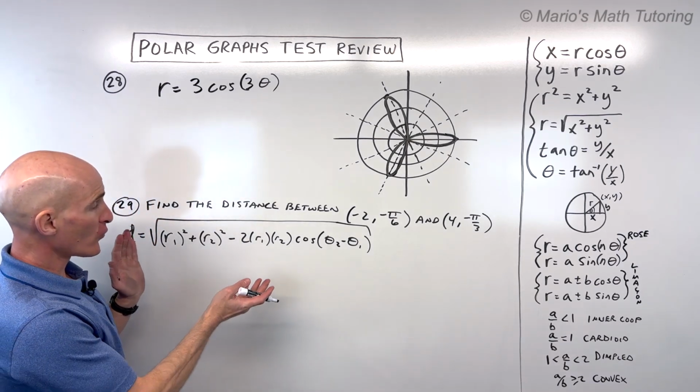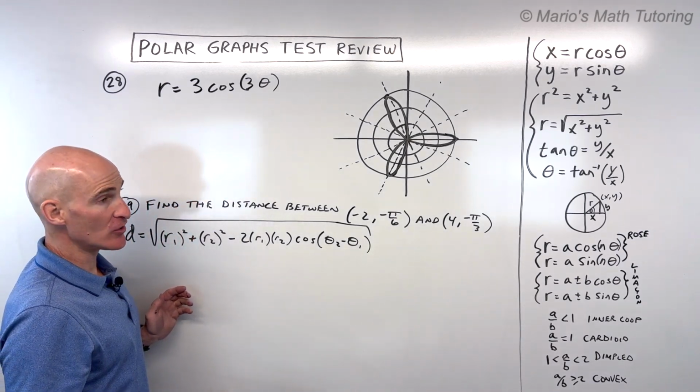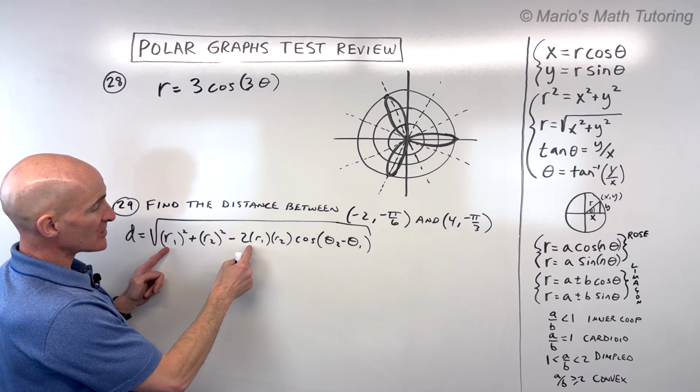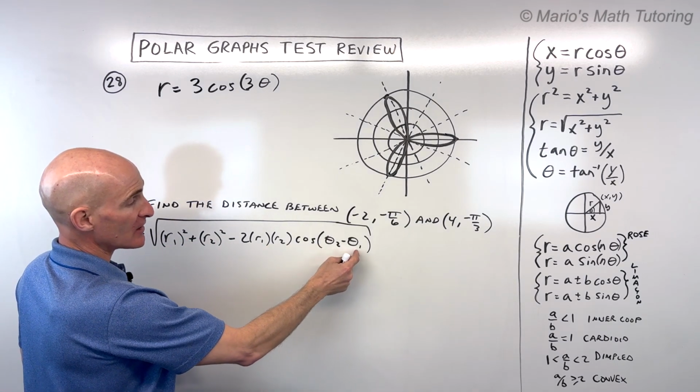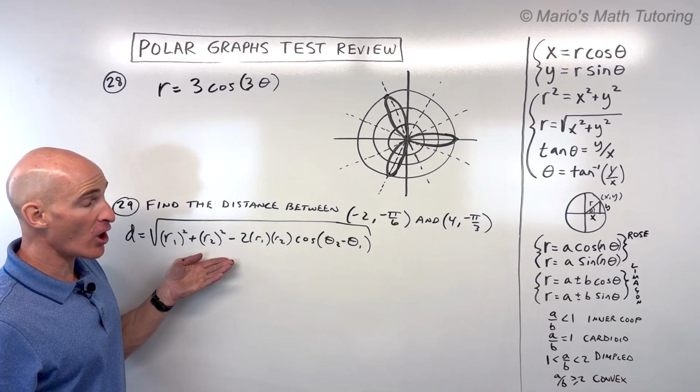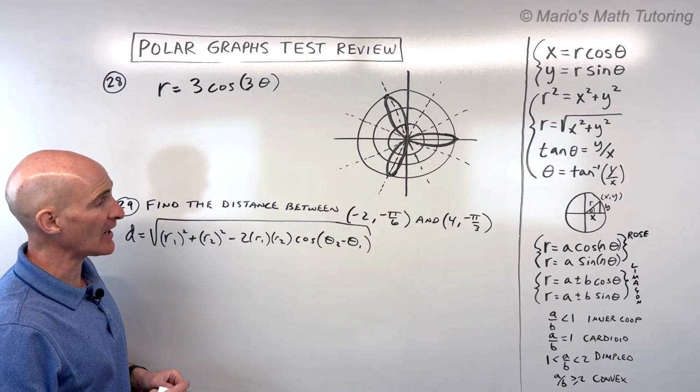And this is another formula you might want to add to your formula sheet over there on the right. It's the square root of r1 squared plus r2 squared minus 2 r1 r2 cosine of (theta 2 minus theta 1). You might recognize this formula from the law of cosines. That's what it's based on.